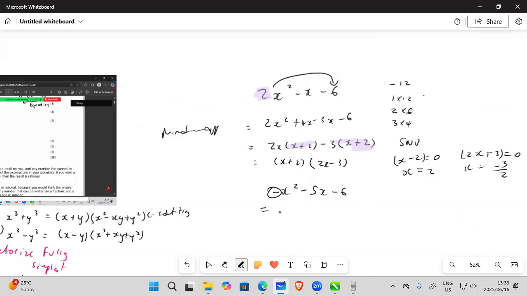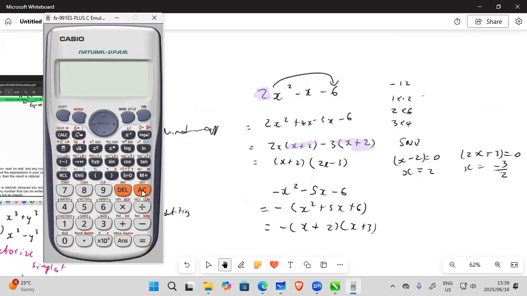When you have a negative number in front of the x squared term, you have to factor it out first. So it'll be minus into x squared plus 5x plus 6. Okay? And then you put this into the calculator, you can solve it mentally. This will be x plus 2, x plus 3, right? This is the answer when you don't use a calculator. But if you do use a calculator, see what's going to happen.